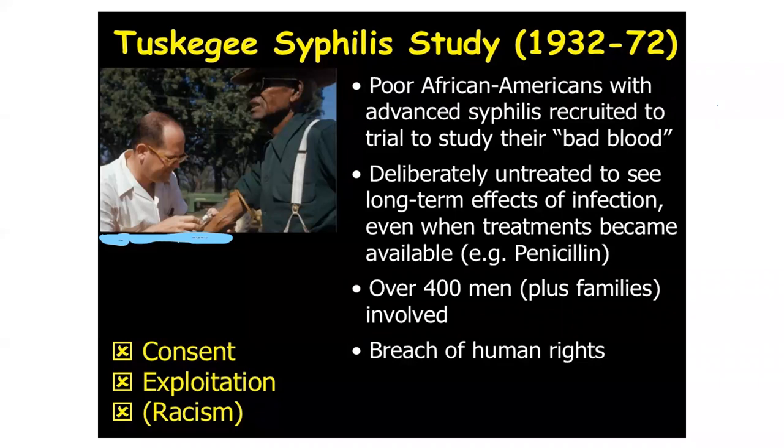So these are the scientists studying syphilis. Poor Afro-American men with advanced syphilis were recruited to a trial to study their "bad blood." Syphilis is one type of bad blood in the body. It was deliberately left untreated to see the long-term effect of the infection. At that time penicillin was available, but he did not inject the penicillin. He waited and watched them suffer from this infection.